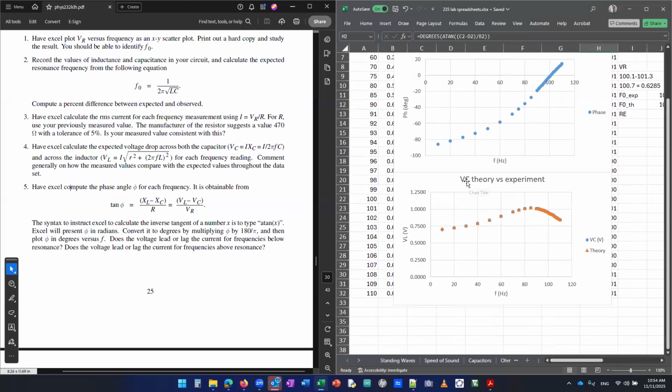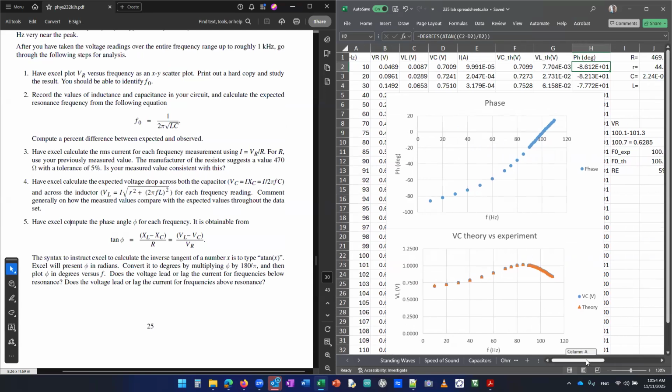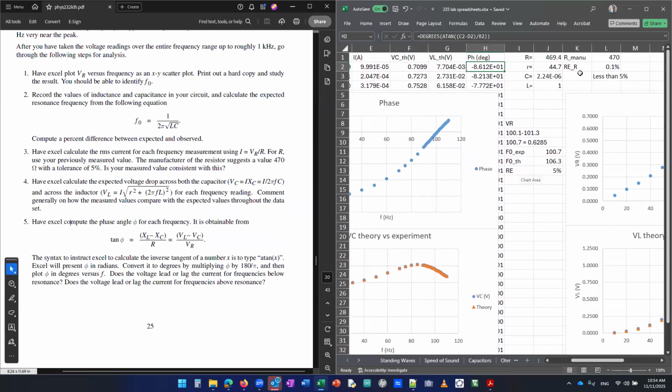And another one, a similar one, is the voltage across the capacitor, theory versus experiment. And then the last one is the phase angle experiment. This is from different frequencies at different phase angles. And you're also expected to calculate something. Relative error of the resistor you measured versus the manufacturer's value. And also there's one more thing. It is the relative error between the experimental resonant frequency and the theory resonant frequency.